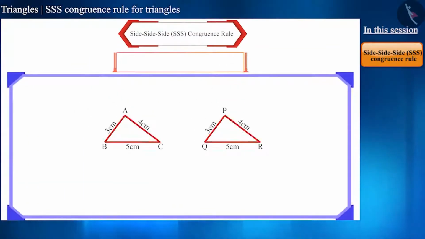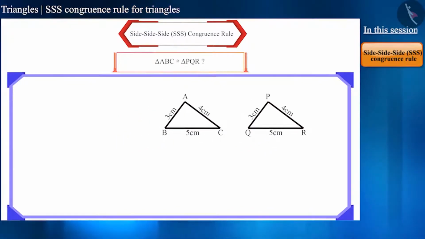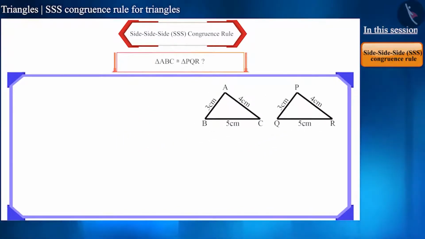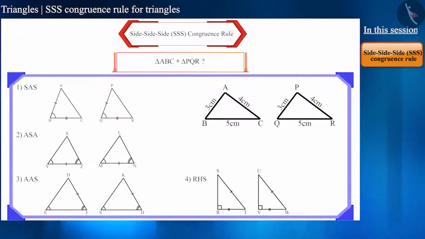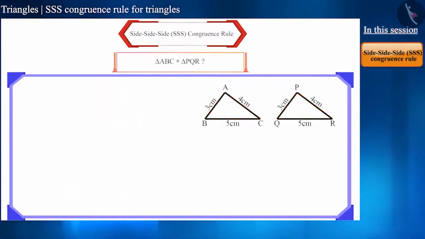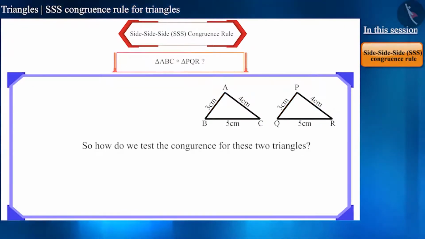Look at the given triangles. Are these triangles congruent? Friends, the rules of congruence that we learned so far, such as SAS, ASA, AAS and RHS, have at least one angle in them. But in these triangles, no information is given about the angles. Only the length of the sides are given. So how can we check the congruence of these triangles?